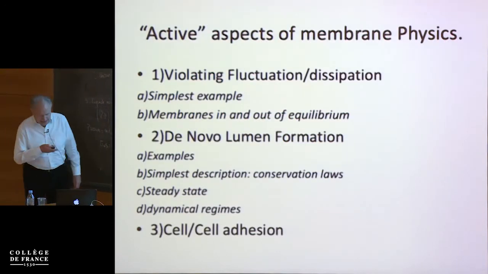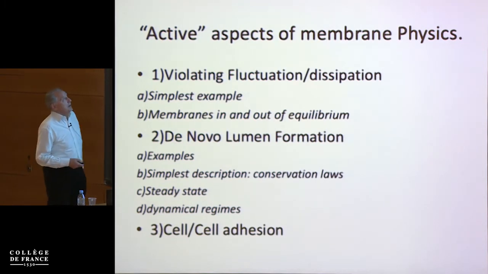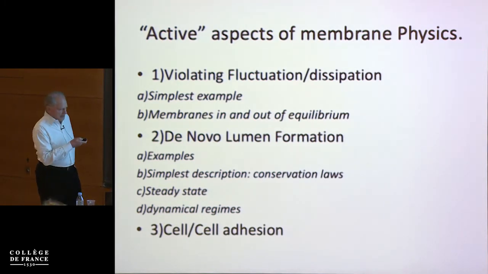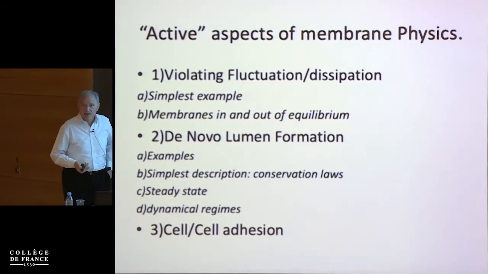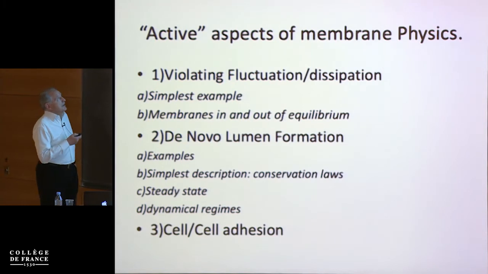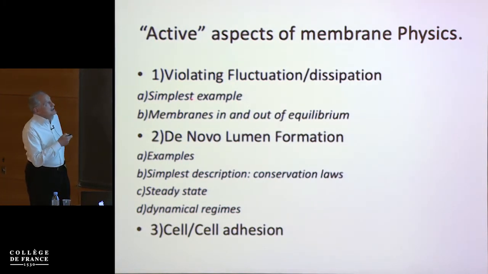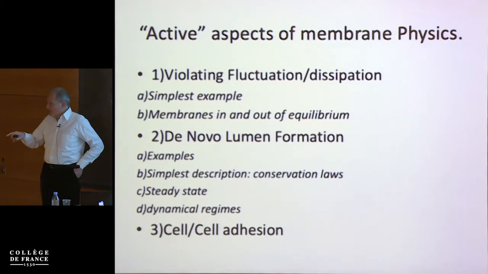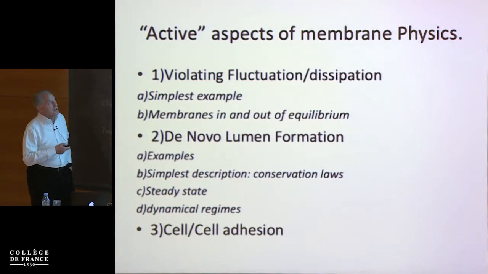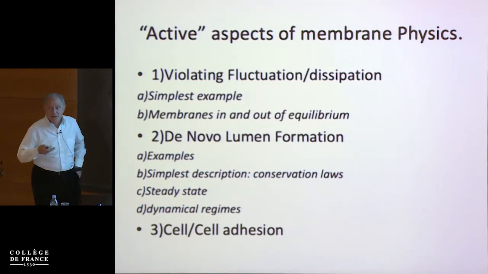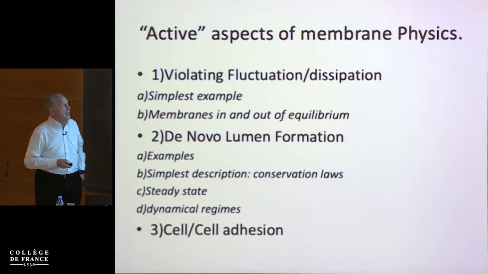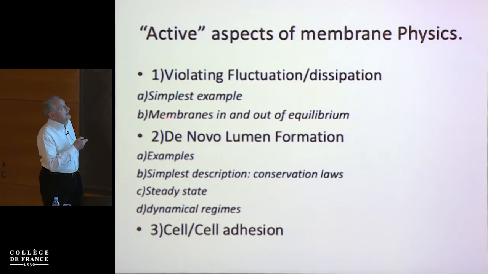First, I was prompted by Jean-François, and I will give you examples of what the variation of fluctuation dissipation brings to this kind of system. To start with, I will take the simplest example, which Jean-François actually introduced, that of a colloidal particle in a laser trap, and just illustrate the kind of scaling analysis that I want to propose. And then I will apply the scaling analysis to membranes in and out of equilibrium.